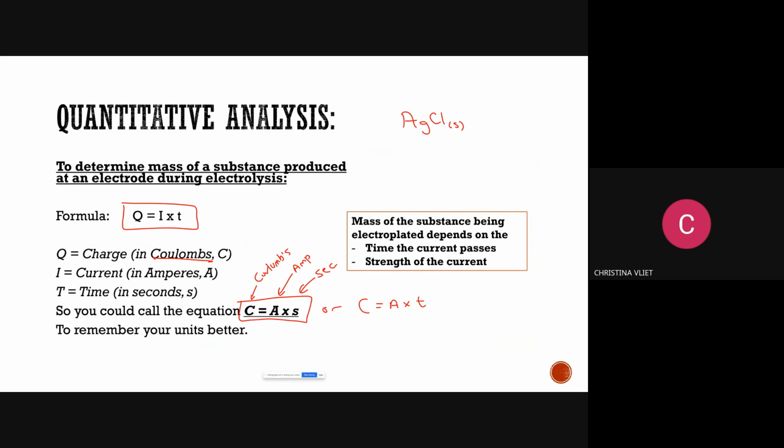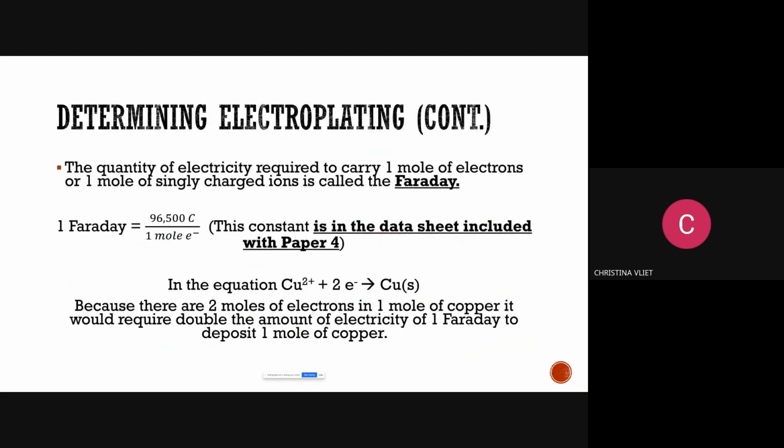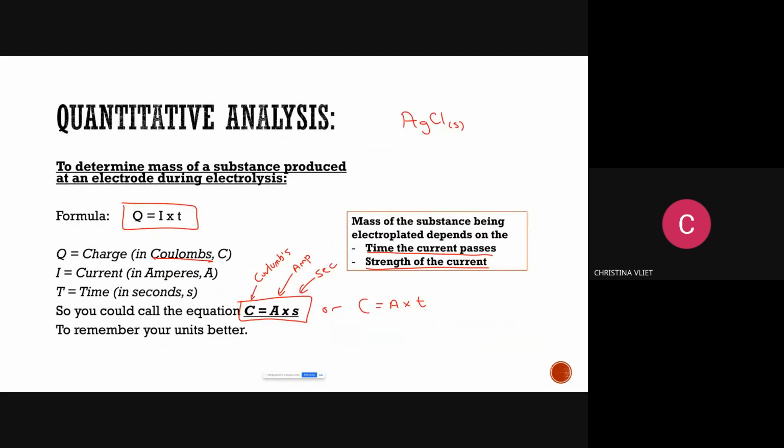All right, so the mass of the substance that's being electroplated is going to depend on two things. How much time passes: the more time, the more you're going to get, as long as you still have enough of your solution that has that metal in it. And the strength of the current. The stronger the current, meaning the greater the voltage that's being applied, the faster your electroplating will happen. This is the formula that gives us what we need, and we're going to see how to apply it very shortly.